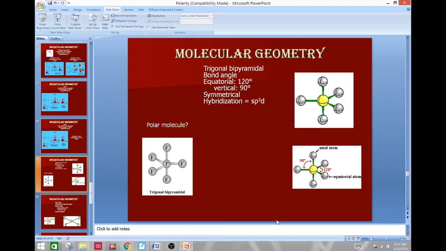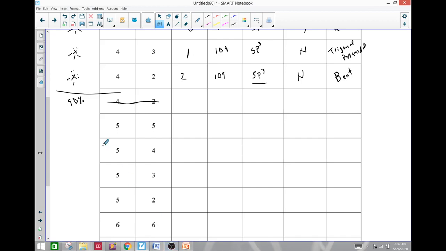So let's go back to our picture here. All right, so we got something in the center. We got 1, 2, 3 on the equator, those are flat, and one down. That's five things. Zero non-bonded. The angles are 90 and 120.